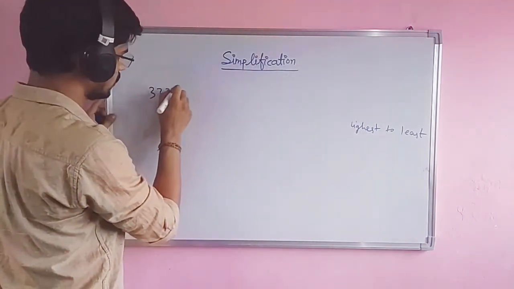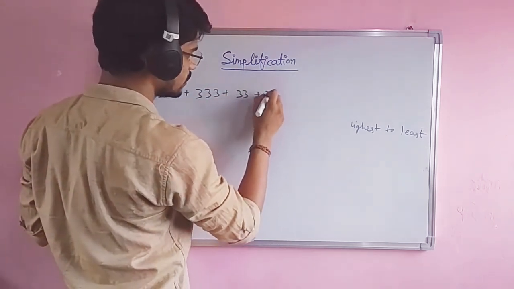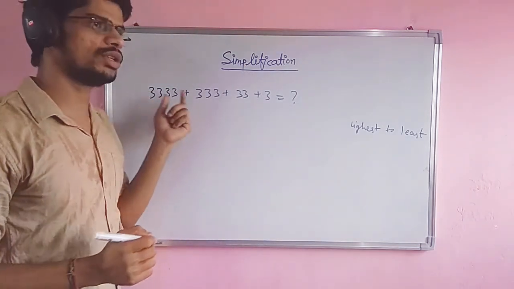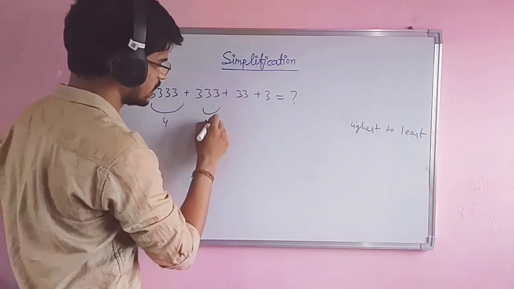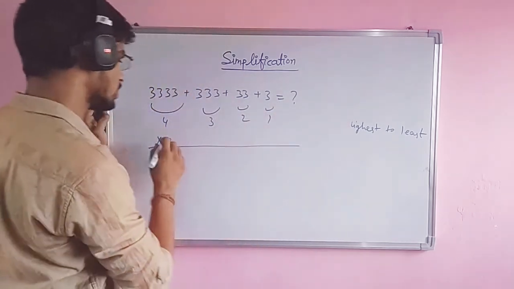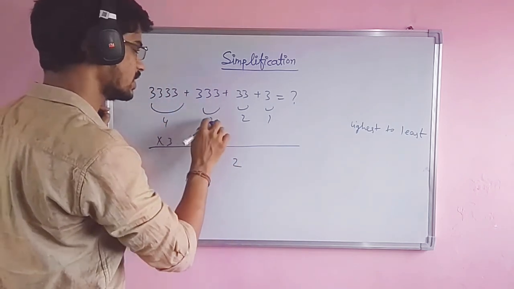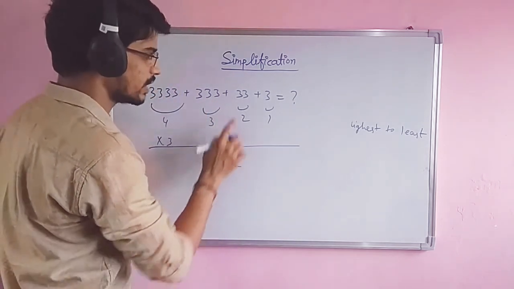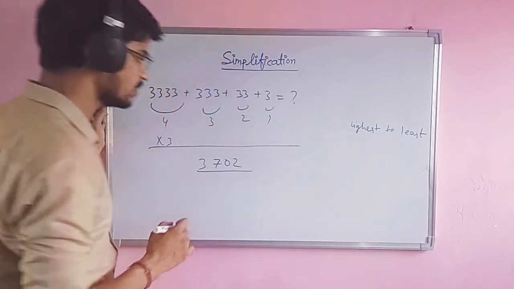Next is another example of this one: 3 plus 33 plus 333 plus 3333 is equal to how much? How do we calculate this within 5 seconds? Here 4 times, 3 times, 2 times, 1 time. Multiply by the 3 from highest to least. 4 3s are 12, carry 1. 3 3s are 9, 9 plus 1 is 10, carry 1. 3 2s are 6 plus 1 is 7, 3 1s are 3. That is the answer of this one.